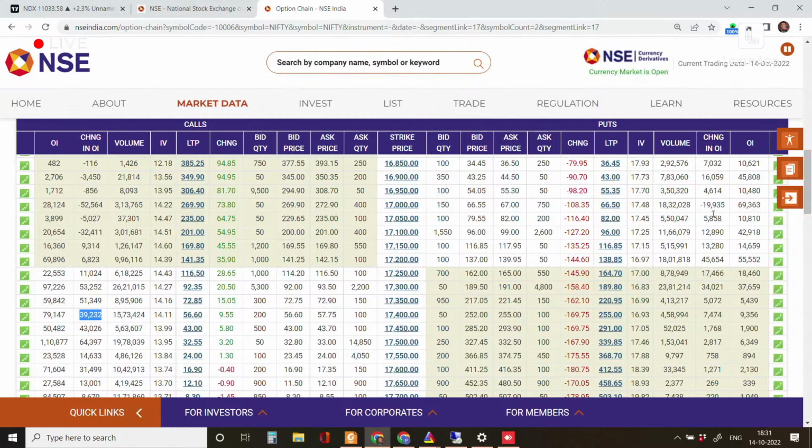From the put side data, two levels are very important, 17,200 and 17,000. All right. So at the 17,000 level, you see the change in OI over here. That means the option writers have booked their profits and have moved their position to 17,200 above. They are moving the positions up. That means it is expected from the options data that the market is likely to go up next week.